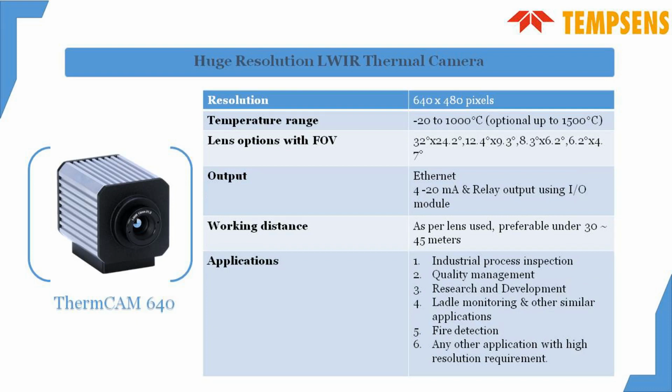Now the highest resolution, which is 640 into 480 pixels, temperature range -20 to 1500 degrees Celsius. Lens options that we have are 32 degree into 24.2 degree, 12 degree, 8.3, 6.2. Output Ethernet, 4 to 20 milliampere, relay output. And applications: industrial process inspection, quality management, research and development, lateral monitoring, fire detection, and any other applications with high resolution requirements for the customer.